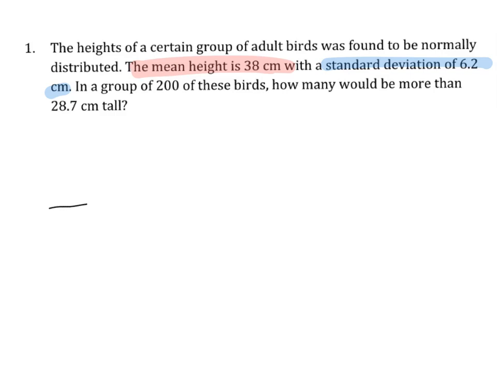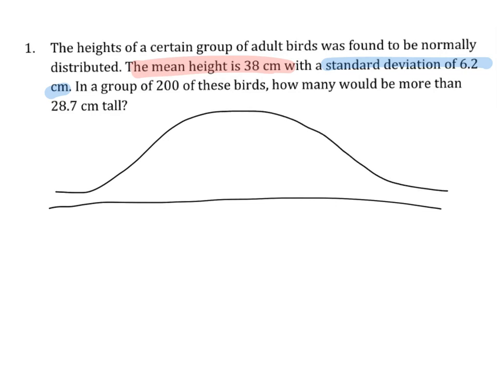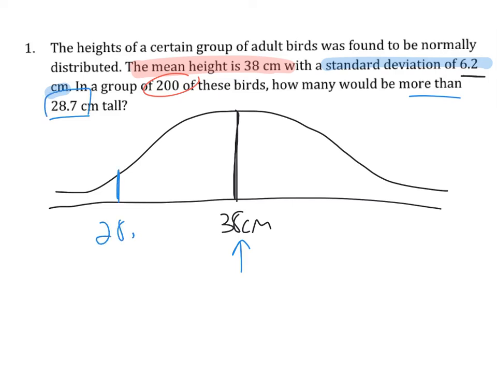So here's basically what we have going on. I know we have this normally distributed height of birds. I know the mean height is 38 centimeters. They tell you the standard deviation is 6.2. I want to know how many of these 200 birds are more than 28.7. Now, since the mean is 38, I know that 28.7 is going to be somewhere over here.